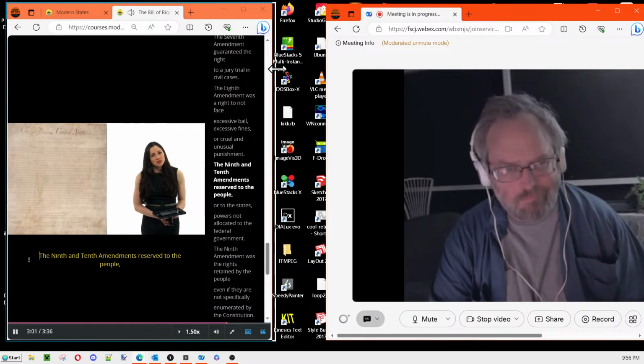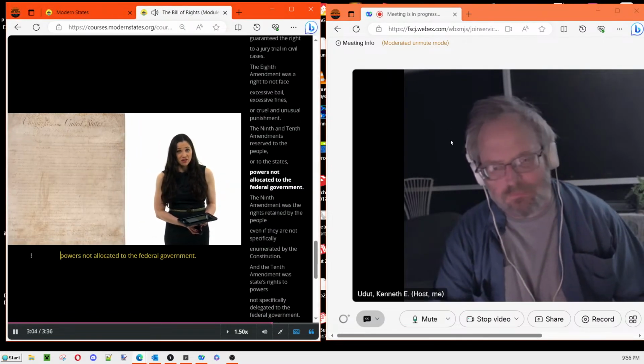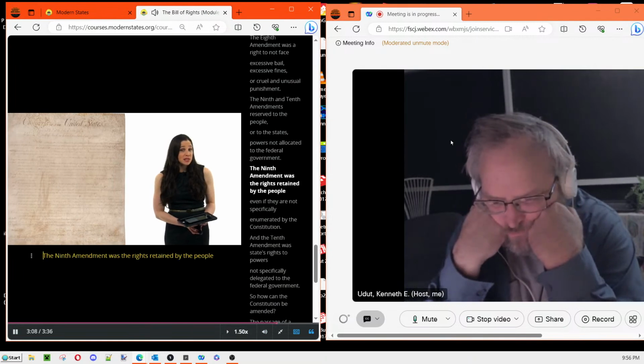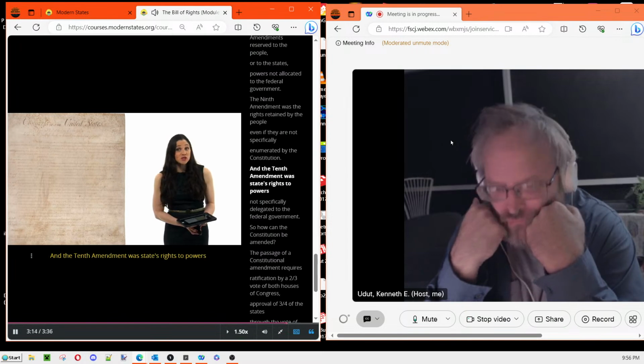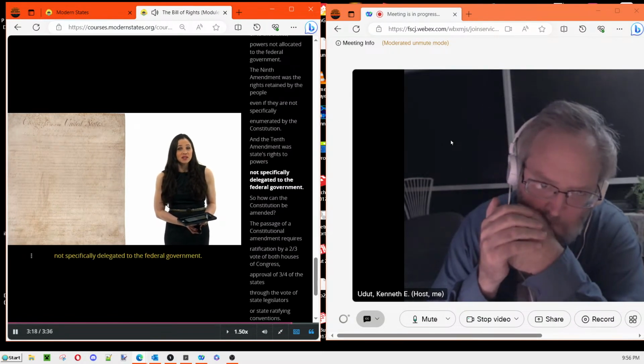The Ninth and Tenth Amendments reserved to the people or to the states powers not allocated to the federal government. The Ninth Amendment was the rights retained by the people, even if they are not specifically enumerated by the Constitution. And the Tenth Amendment was states' rights to powers not specifically delegated to the federal government.